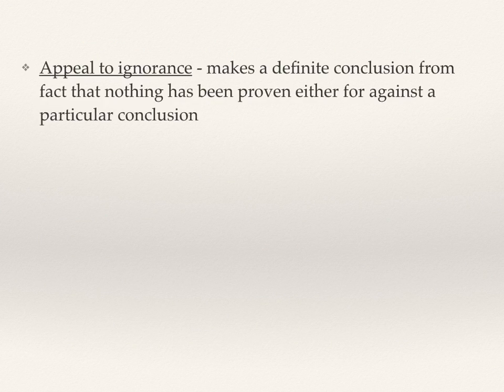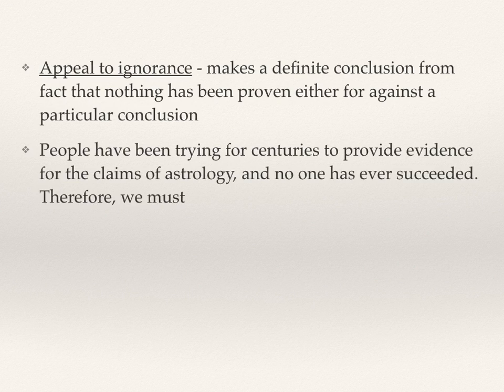Appeal to ignorance makes a definite conclusion from the fact that nothing has been proven either for or against a particular conclusion. So just because we haven't proven something, or disproven something, doesn't mean we can make any definite conclusions about it. So, for example, this would be an example of a fallacy of appeal to ignorance. People have been trying for centuries to provide evidence for the claims of astrology, and no one has ever succeeded. Therefore, we must conclude that astrology is a lot of nonsense.